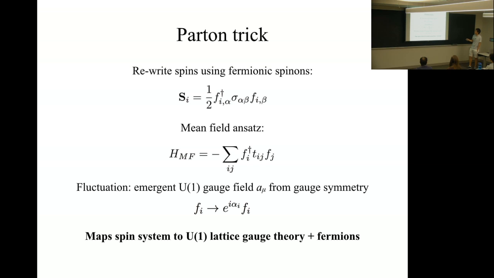I start by rewriting my spin operator as a bilinear of a fictitious fermion operator I call the spinon. Here alpha, beta are spin indices. And then I can think about a mean field not in terms of the bare spin, but in terms of the parton, the fermion parton. That essentially converts the problem to a free fermion problem, which everybody knows how to solve. And then I can introduce fluctuations on top of this mean field.